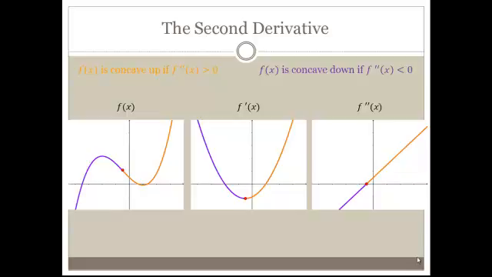It is worth noticing the point indicated in red. In f of x, it is where we change from concave down to concave up. With f prime of x, it is where we change from decreasing to increasing, and in f double prime of x, we change from negative to positive. Understanding the relationships between these three graphs will help better our understanding of the relationships between f of x, f prime of x, and f double prime of x.